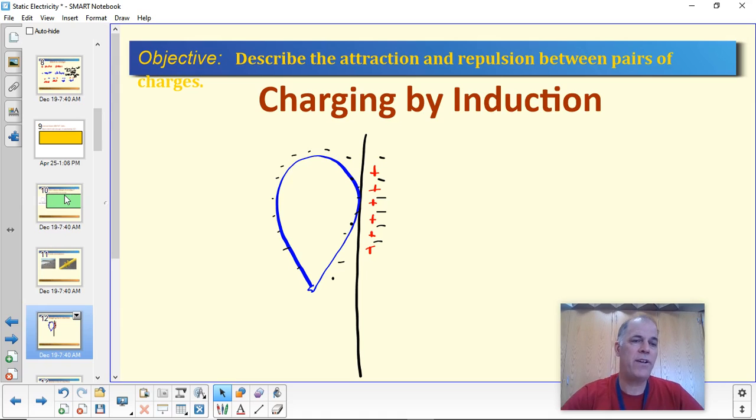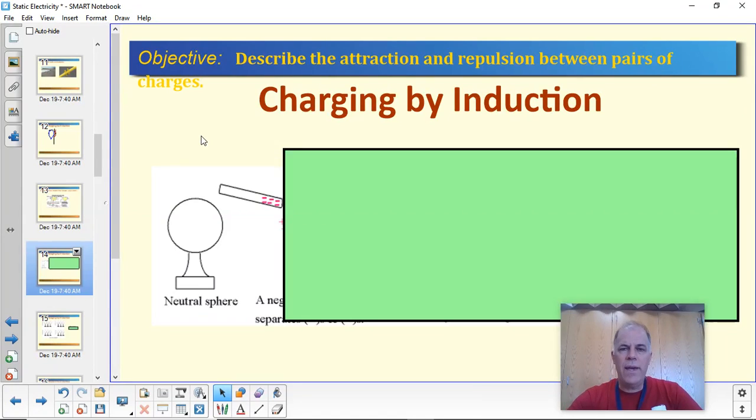Now, we see charging by induction in other ways too. In a lot of these diagrams for charging by induction, or all these charged objects, you often have charged rods, which is a rod which has a negative charge or a positive charge on it. You see this a lot.